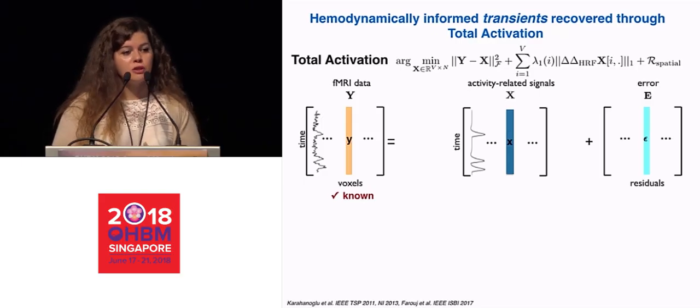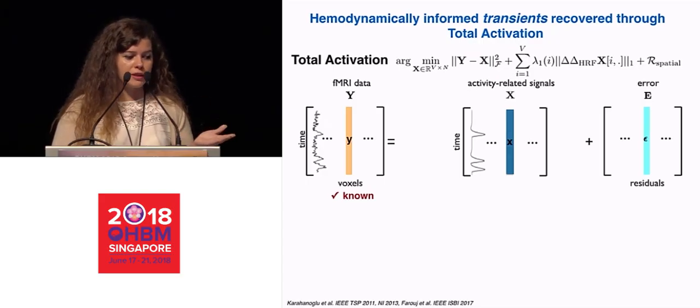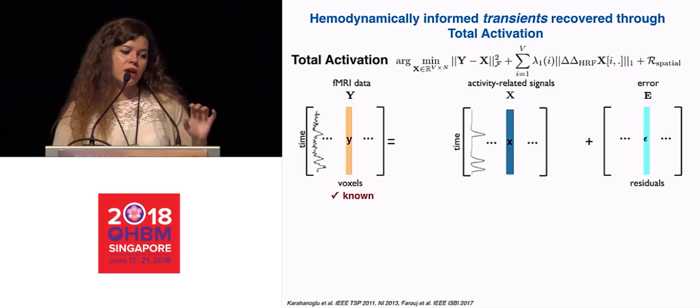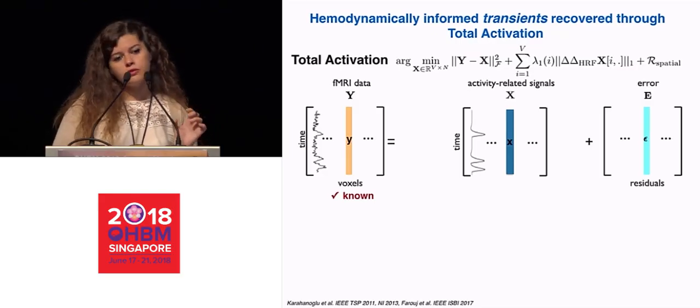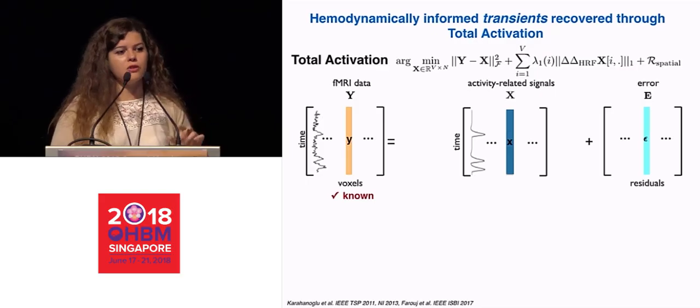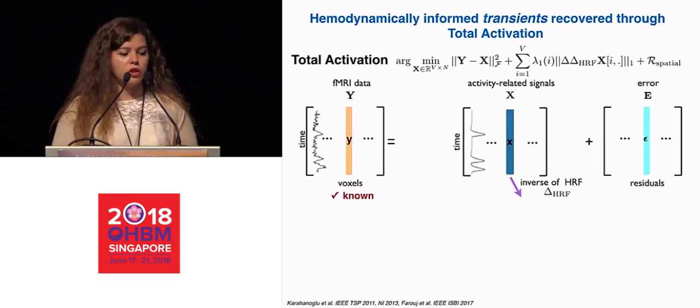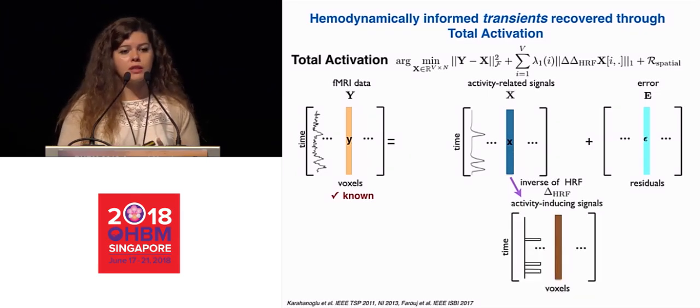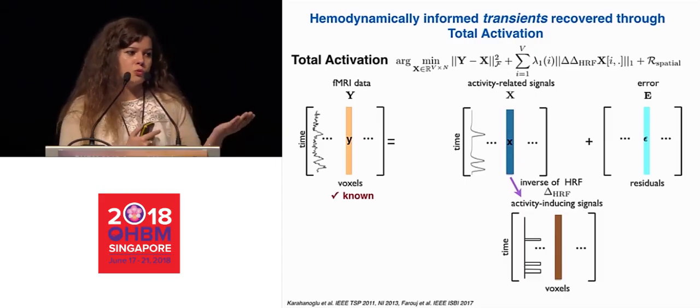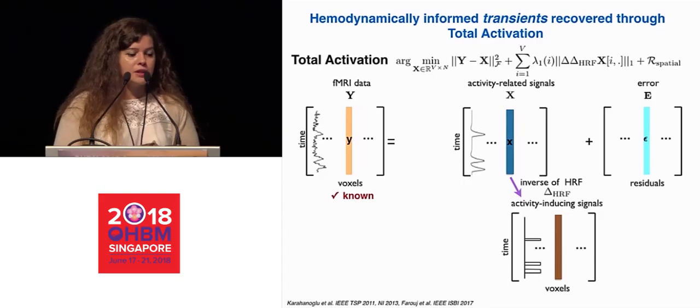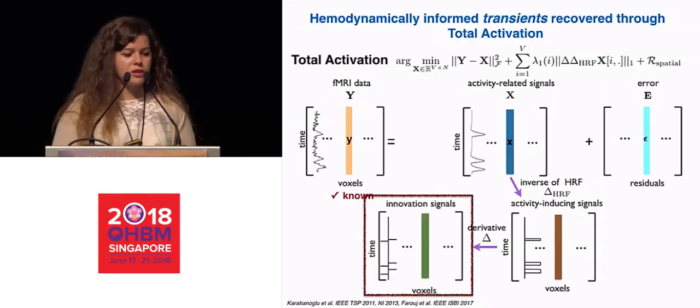We do this in terms of a denoising scheme, where we only know the fMRI data, and we are trying to estimate these denoised activity-related signals. Inside of these activity-related signals, we use the hemodynamic information in such a way that when you apply the inverse of the hemodynamic response function to the activity-related signals, you get paradigm-like information that you would put in your GLM model. The nice thing about these activity-inducing signals is that if you just compute their derivatives, you get sparse innovation signals that represent the onsets and offsets of these intrinsic events.